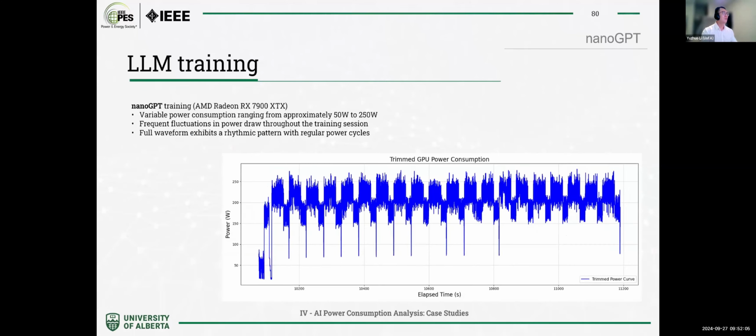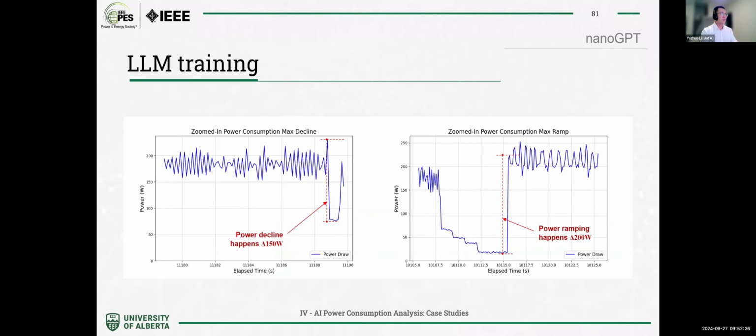Another test we do is Nano GPT training on the AMD GPU. Just by observation, we can already see that the training power consumption is not so steady or stable. This is related to how well optimized the algorithm is. We also observe some high harmonics in the power consumption curve. And if we look in more detail, we can also observe the power decline and the power ramping happening.